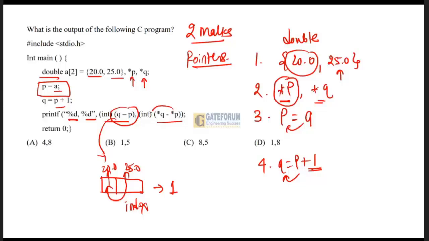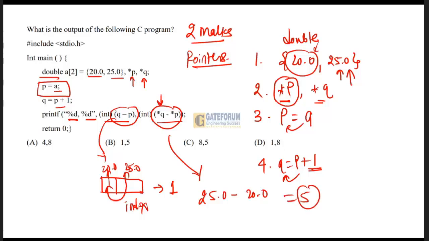And *Q minus *P means the value subtraction, that is 25.0 minus 20.0. The value associated with *Q is this, and the value associated with *P is this, so the difference is 5. So 1 comma 5, option B will be the correct answer for this question. I hope it is clear. As the question was asked from the pointers topic for 2 marks. I hope it is clear.